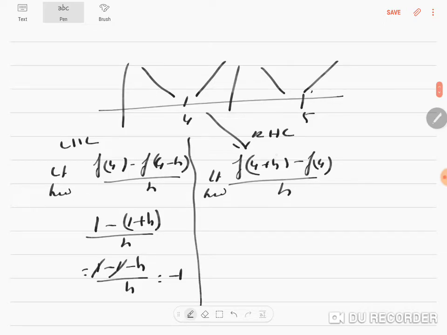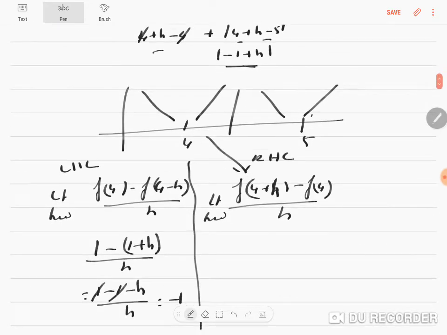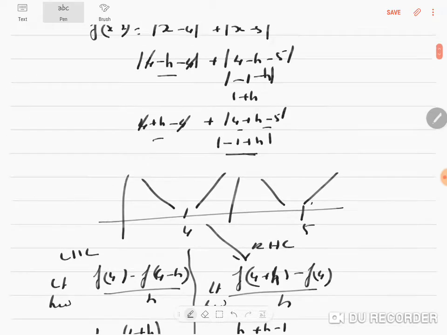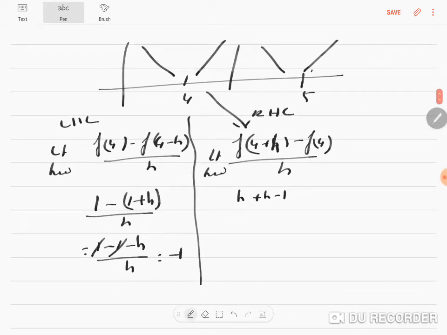So f of 4 plus h, what is f of 4 plus h? Substitute here: x becomes 4 plus h minus 4, so we get h, plus 4 plus h minus 5. In this case you get minus 1 plus h, which is h minus 1. So it's h plus h minus 1. What is it? f of 4 plus h. This answer is h, and there is a plus 4 plus h minus 5, so it's minus 1 plus h. So it's h plus h minus 1.